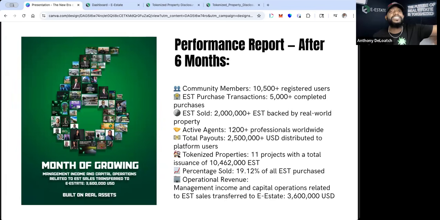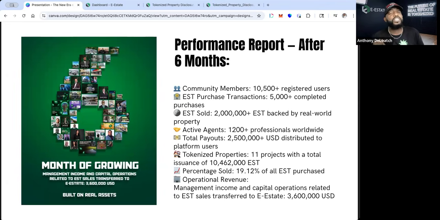This company was established back in November of 2024. The official launch happened in June of 2025. In 6 months, this company grew to more than 10,500 registered users on the platform. Let's give a big shout out to eEstate for doing it the right way. Let's see those hearts and hundreds. This company had already registered more than 5,000 real estate purchase transactions through our estate token. This company has sold more than 2 million EST backed by real world assets in 6 months.